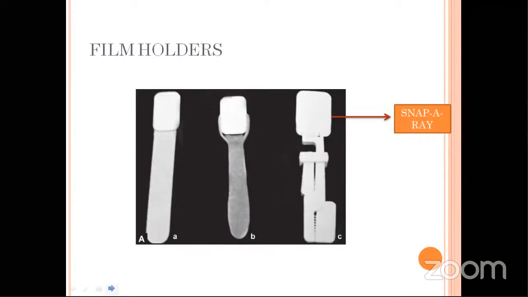And film holders, why I wanted to put this picture is that this film holder, the one seen here in the arrow, is called the snap array. Snap array is a type of film holder which is used in taking an IOPA through the bisecting angle technique. So if there is a picture and they ask a question, this is called the snap array.